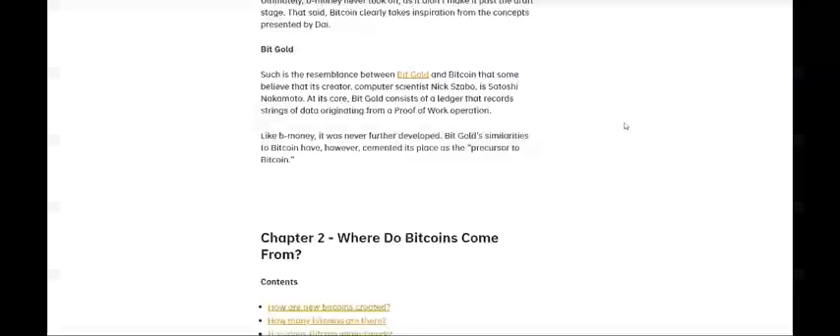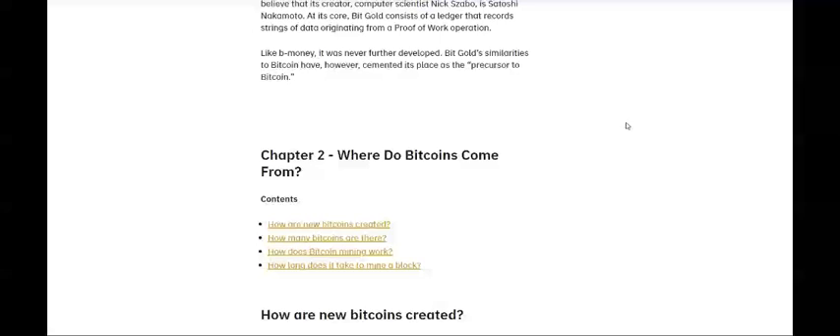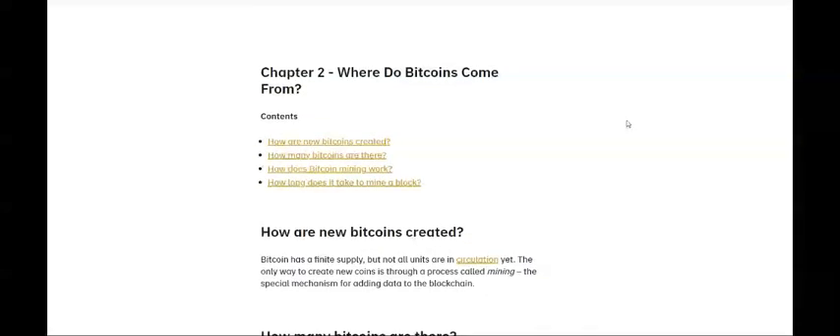Bitgold. There is such a resemblance between Bitgold and Bitcoin that some believe its creator, computer scientist Nick Szabo, is Satoshi Nakamoto. At its core, Bitgold consists of a ledger that records strings of data originating from a proof of work operation. Like B-Money, it was never further developed. Bitgold's similarities to Bitcoin have, however, cemented its place as the precursor to Bitcoin.